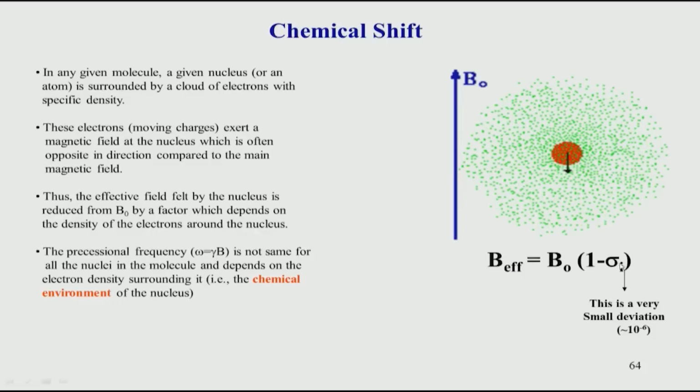Therefore, the shielding is trying to reduce the effect of the main magnetic field at the nucleus, and this shielding is a very small number, a very small deviation, of the order of 10 to the power minus 6. If you now see the connection, the ppm typically comes from there because it is a very small deviation from the main magnetic field. So, let us see how this chemical shift varies for different atoms.